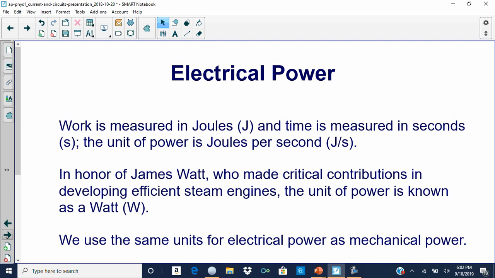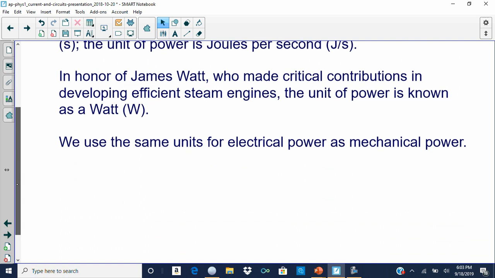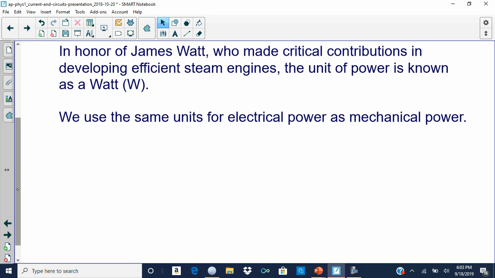Work is measured in joules and time is measured in seconds. The unit of power is a joule per second. In honor of James Watt, who made critical contributions in developing efficient steam engines, the unit of power is known as a watt, a capital W. We use the same units for electrical power as mechanical power. So when we talk about mechanical power, it'll have the same units.